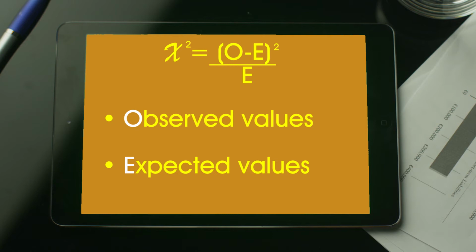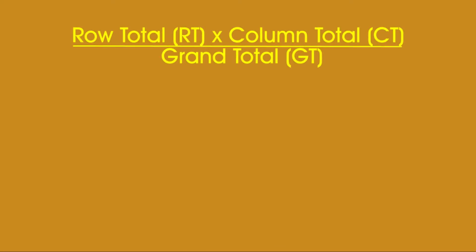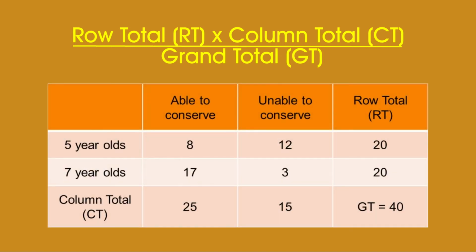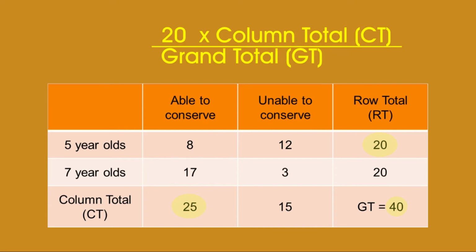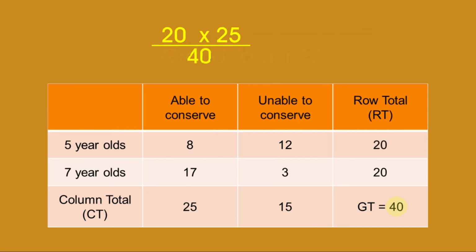The first step in the calculation is to calculate your expected values from your contingency table. The formula for this is row total times column total divided by grand total, and we do this for each cell. So if we look at the first cell, 5-year-olds able to conserve, for this the row total is 20, the column total is 25 and the grand total is 40. So 20 times 25 divided by 40 equals 12.5.